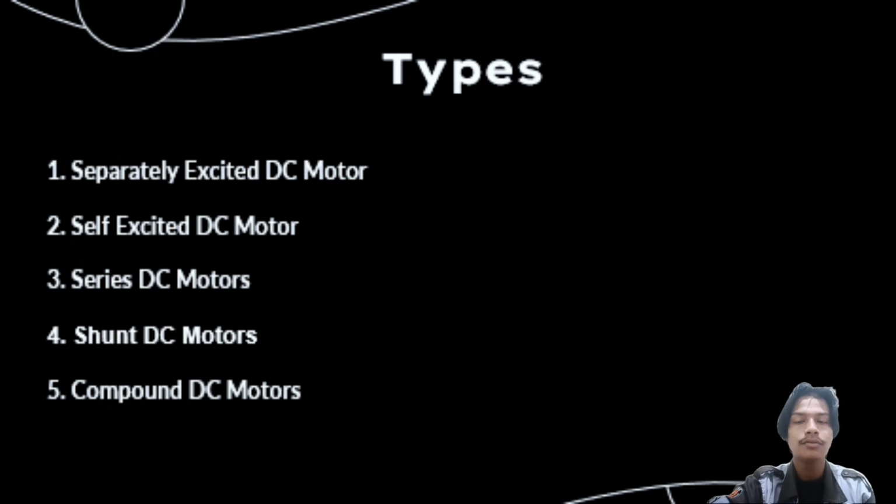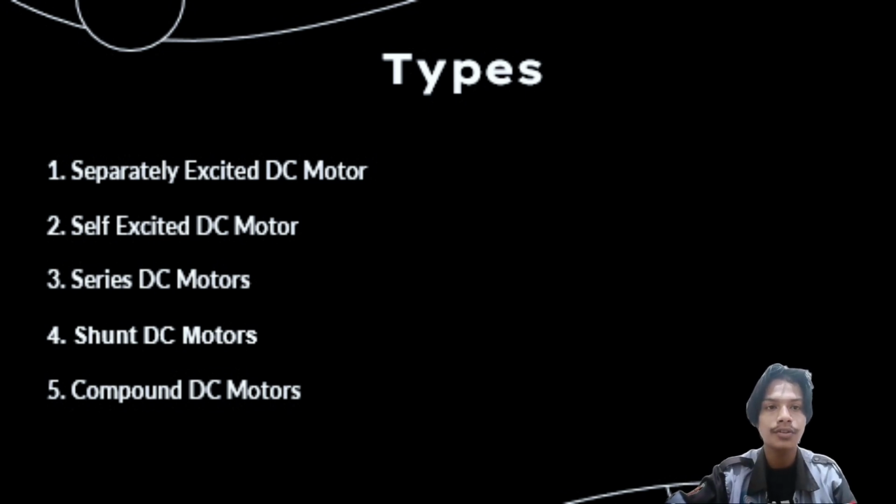Number 3, series DC motor. A series DC motor is a DC motor with the armature coil connected in series with the field coil. Number 4, shunt DC motor. A shunt DC motor is a DC motor in which the armature coil is connected in parallel with the field coil. Number 5, compound DC motor. A compound DC motor is a combination of some types of DC motors, shunt and series.